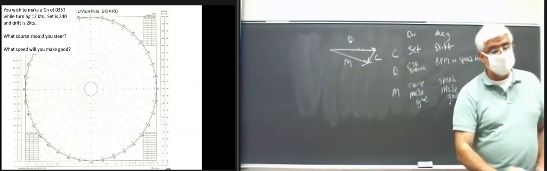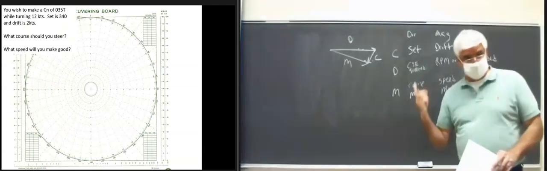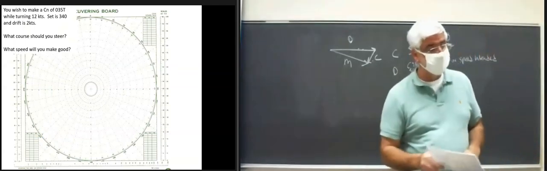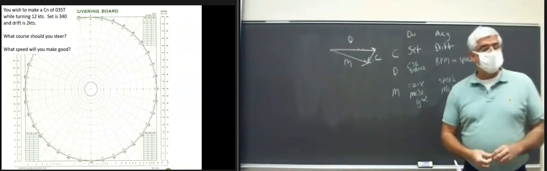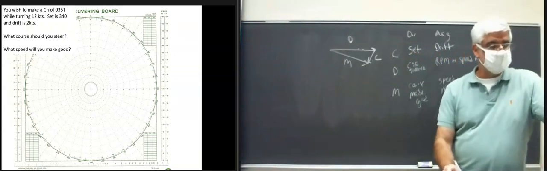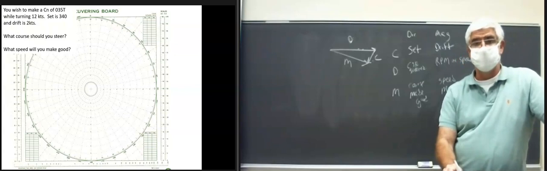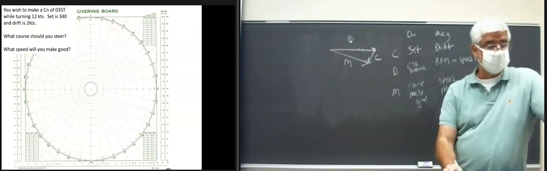So let's do a problem. I'm going to do it up on the board, up on the PowerPoint. You wish to make a course of 035 true while turning 12 knots.